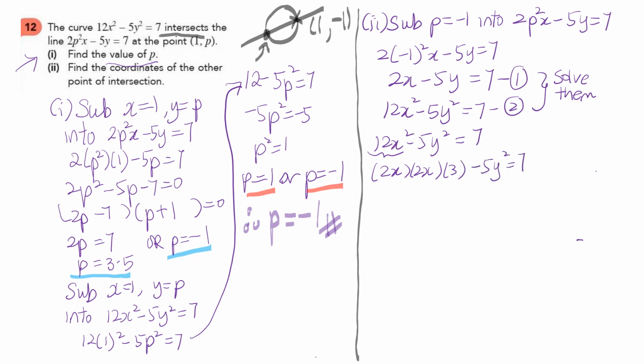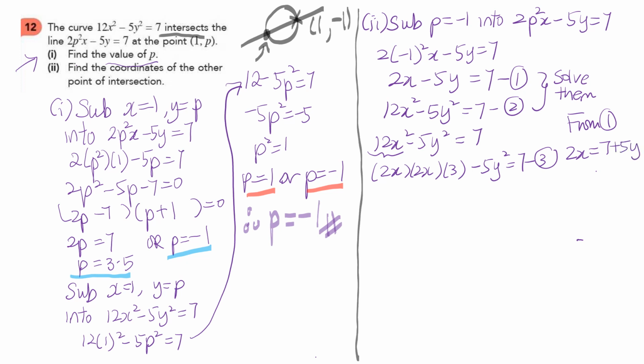Okay, so I'm going to keep that first, put it as 3. And then from equation 1, I'm going to make 2x the subject. Can you see what I'm trying to do here?